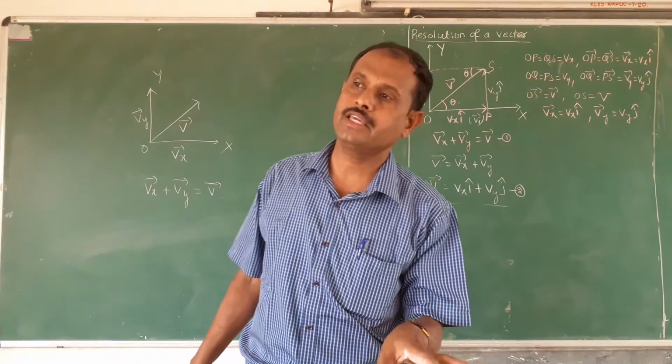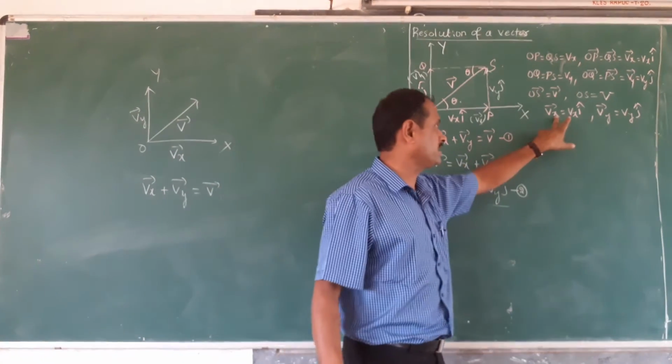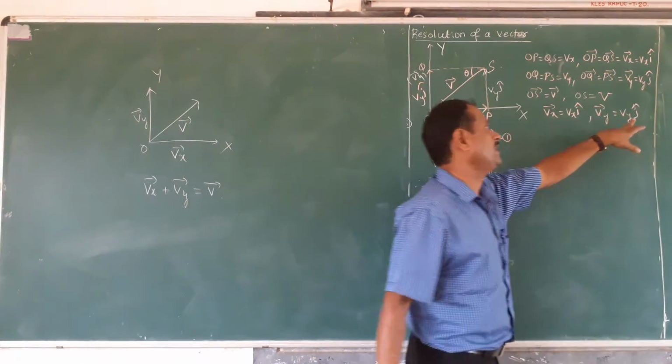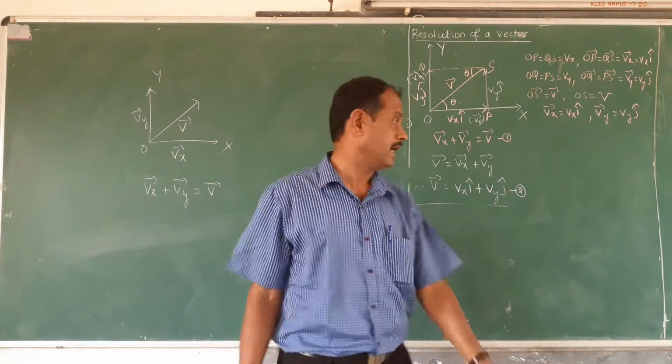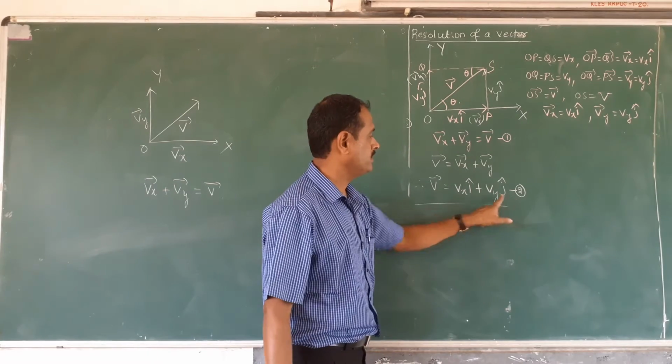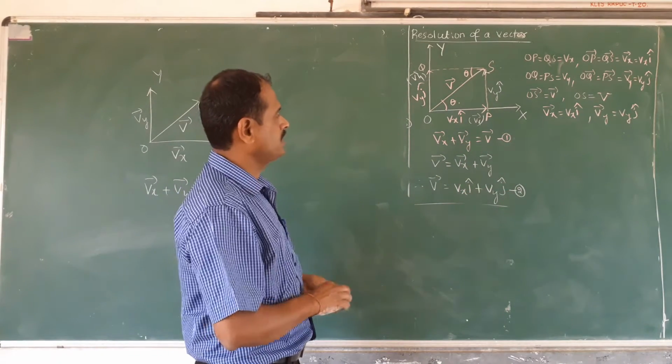What are the i cap and j cap? i cap is the unit vector along the x-axis. What is j cap? j cap is the unit vector along the y-axis. Again, the sum of these two gives equation number 2. Now you see the representation here.